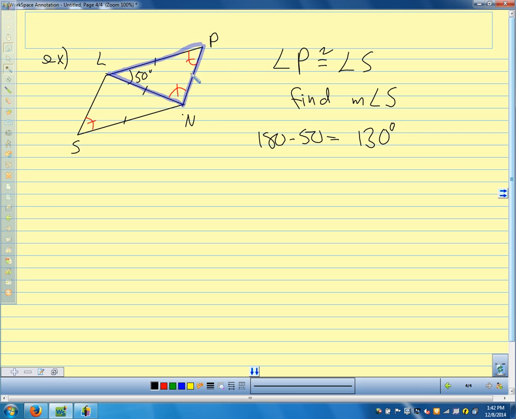Well, what do we know about them? They're congruent. They're the same. So how can I find the measure of one of them? They're both the same, and they add up to 130. Divide by 2. 130 divided by 2 is 65 degrees. So each of those is 65 degrees.